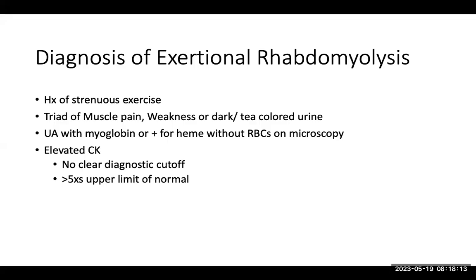In terms of the way that CK rises, it peaks between 12 and 96 hours after exercise. And with this elevation, you can also see derangement in AST because that's also found in skeletal muscle, as well as potassium because that's another intracellular content that could be visualized with the muscle damage.